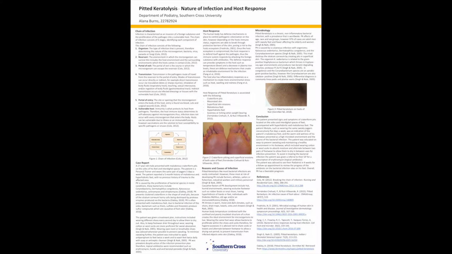To assist in treating the bacterial infection, the patient was given a referral to their GP for a prescription of the topical antibiotic erythromycin. The patient was advised to see their podiatrist in 3 to 4 weeks for a follow-up appointment to review the progress of the antibiotic on the bacterial infection sites of his feet. Overall, pitted keratolysis has a favorable prognosis.